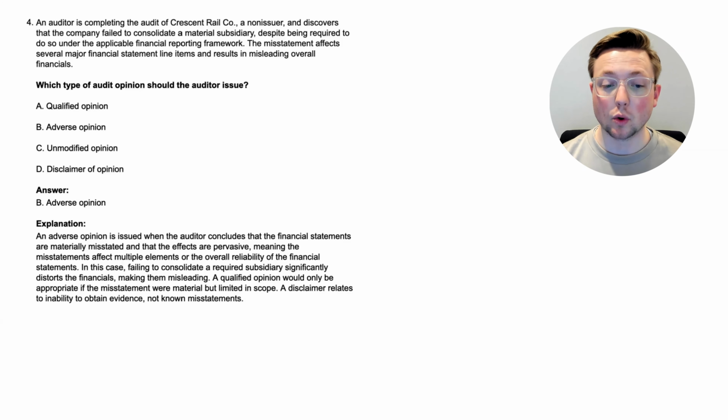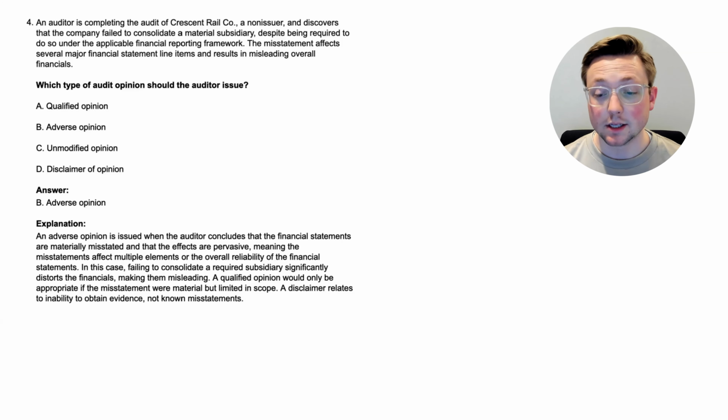A qualified opinion would only be appropriate if the misstatement were material but limited in scope. We just learned about that. A disclaimer relates to inability to obtain evidence, not known misstatements. So disclaimer is a little bit different, and we'll learn about that in the next question. But again, an adverse opinion means that there's material misstatements and they are pervasive. They're throughout the entire financial statements instead of just one area. Now let's go to the next question.